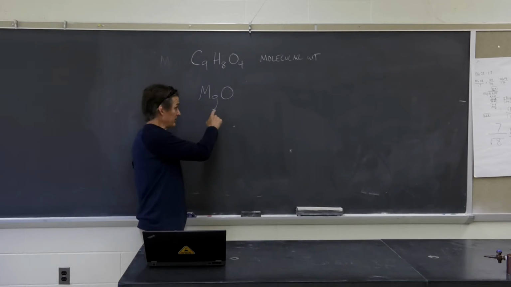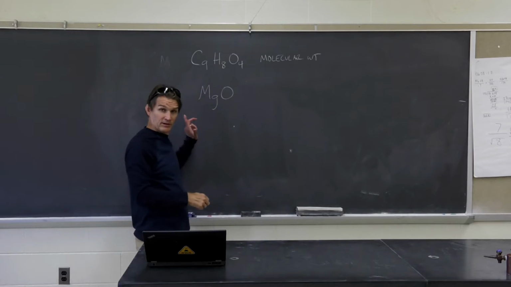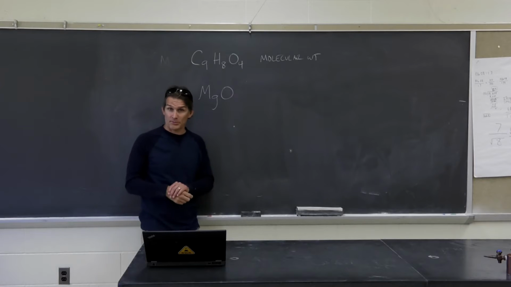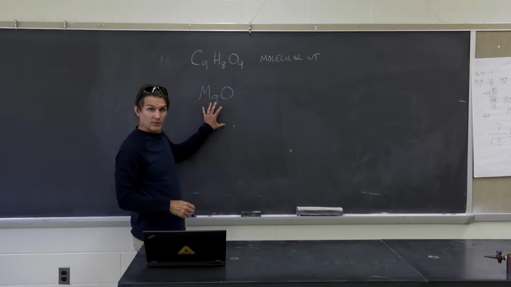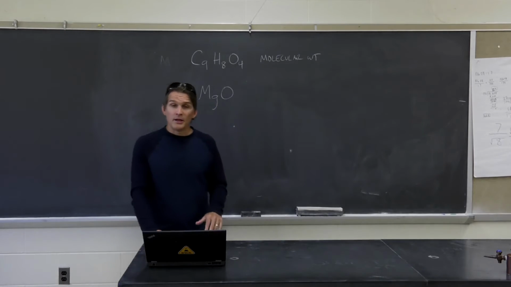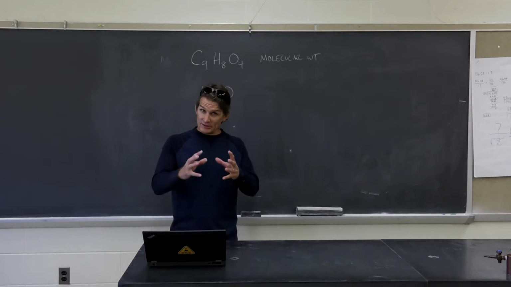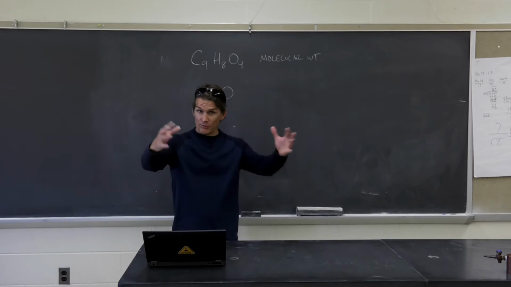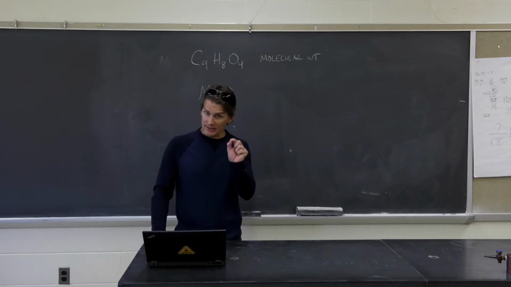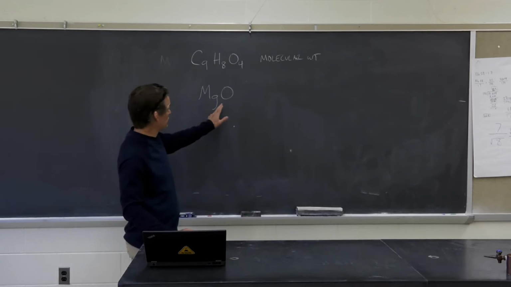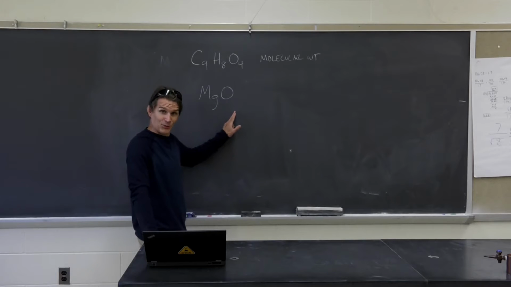If you look on the periodic table, you'll see that magnesium is on the left side of the periodic table. It's a loser to the left. It's a metal. So because of that, I know this is ionic. And you might remember that ionic compounds are not made of molecules. They exist in an array of ions that form a three-dimensional lattice. There are no individual molecules, so it's inappropriate for me to use the term molecular weight to talk about magnesium oxide.